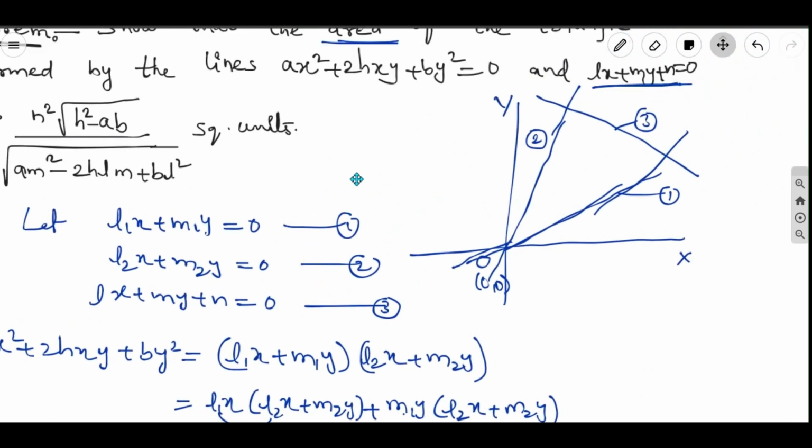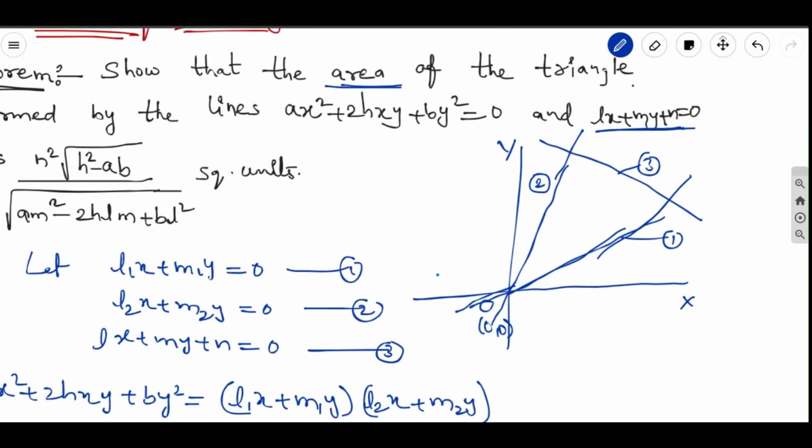Next, they are asking for the area of the triangle. Solving these two lines, we get the origin. From solving equation 1 and equation 2 we get the origin. Equations 1 and 3 give the vertex point A. Equations 2 and 3 give the point B. Here it is a triangle, and we find this triangle's area.